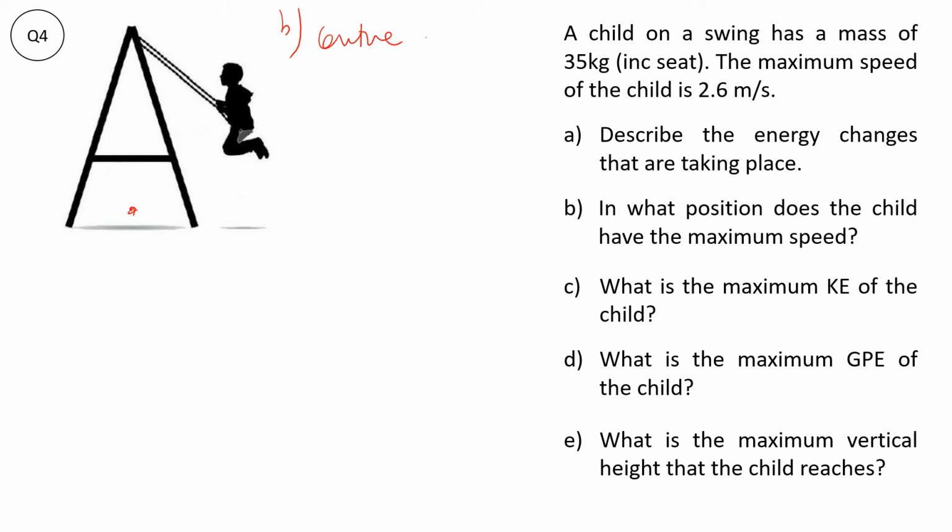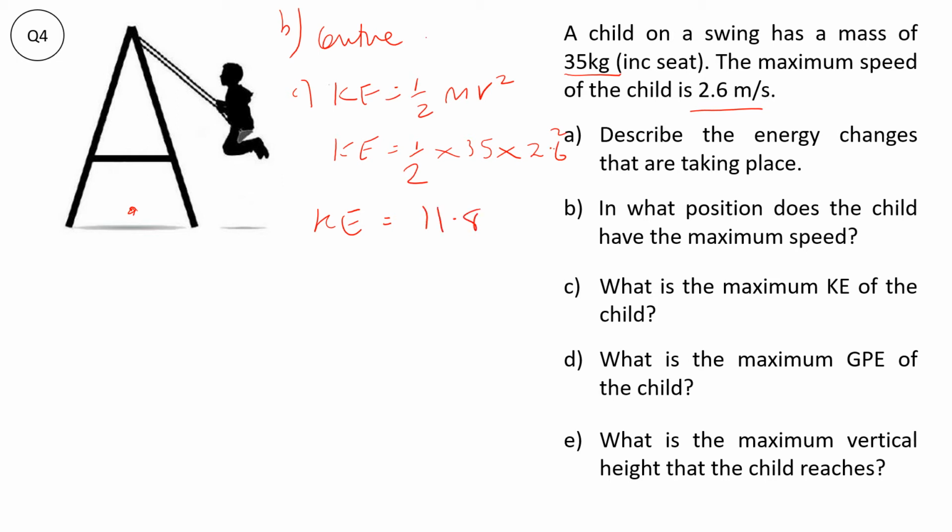What is the maximum KE of the child? Well, we're given the mass and we're given the velocity. So we're going to use this formula again. Half mv squared. KE equals a half times 35 times 2.6 squared. So putting all that together, 0.5 times 35 times 2.6 squared equals 118.3. What am I doing? Let's get the rubber.